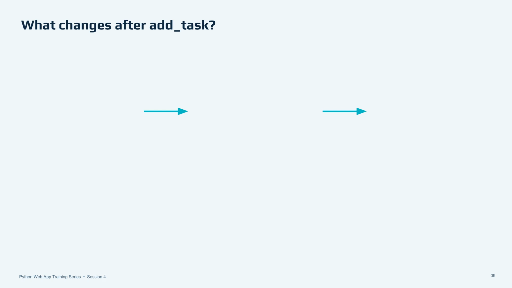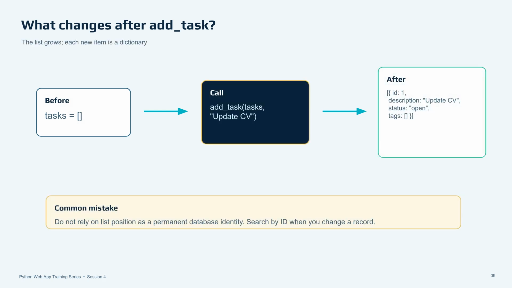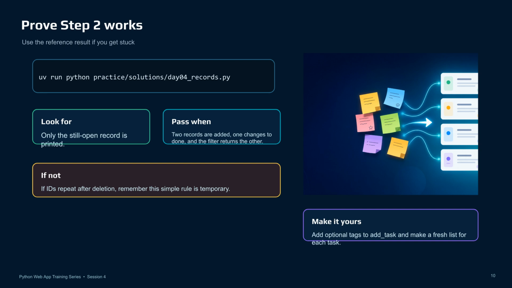Visualizing the change is helpful. Before calling the function, your list is empty. After the call, the list grows to include your new dictionary record. Just remember, do not use the list position as a permanent ID. Always search by ID. To prove your code works, run the reference solution and compare its behavior with yours. If your IDs repeat or reset unexpectedly, don't worry, as this simple ID strategy is only temporary for practice.